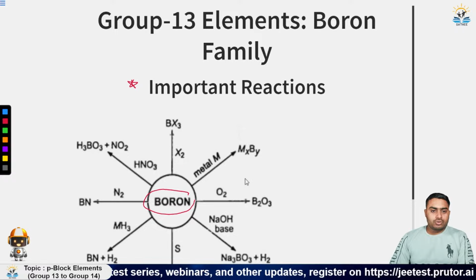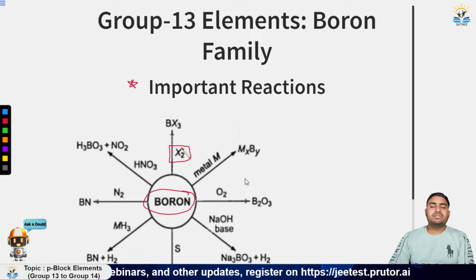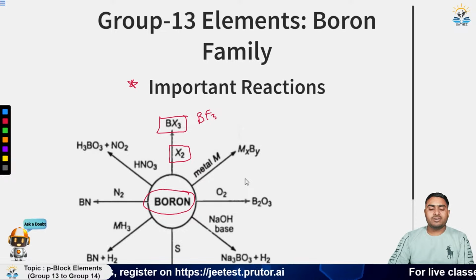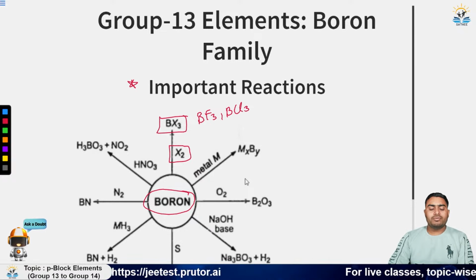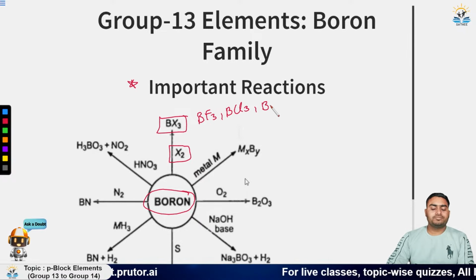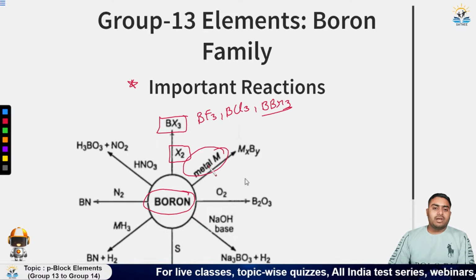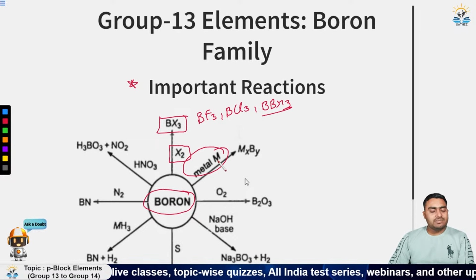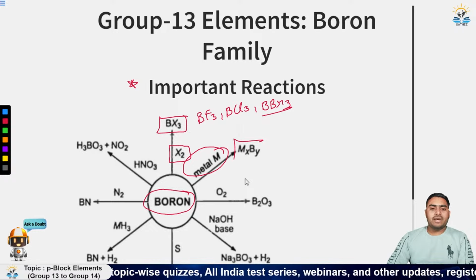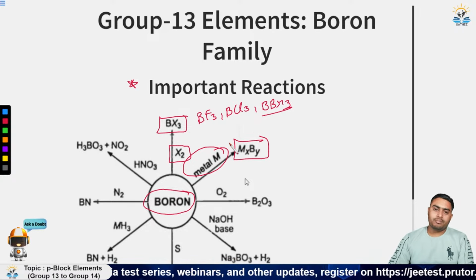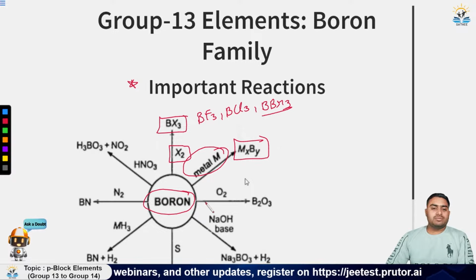You can see this is boron. When it reacts with X2, where X2 is a halogen, it can form BX3, like BF3, BCl3, BBr3, etc. When boron reacts with a metal M, it will form an MxBy type compound. Okay, let's move to the next.